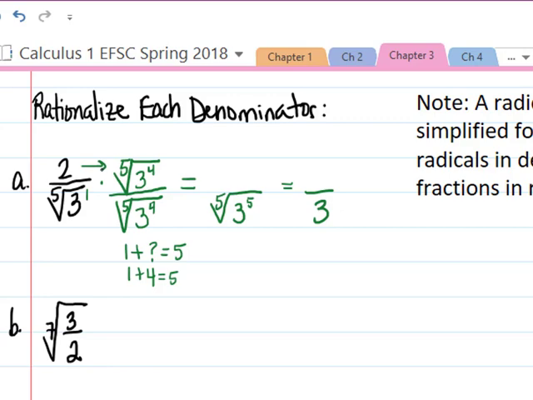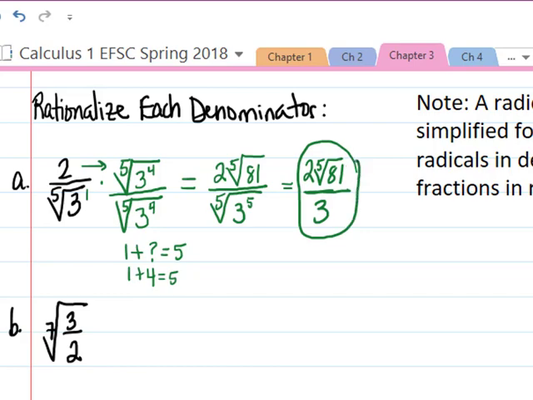Multiplying straight across, as we do with fractions, we would get 2 times the 5th root of 3 to the 4th, which is 81, and that can't be simplified because a 4th power is smaller than a 5th. Then in the denominator, we cancel out the 5th root and the 5th power, so we're just left with a 3. I'm going to write 2 times the 5th root of 81 in the numerator. This is the standard format that we would like to see our answer written in.